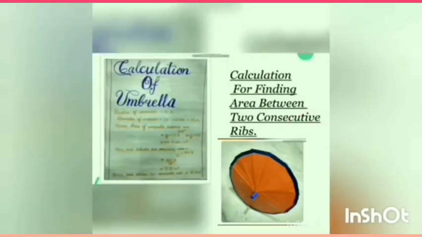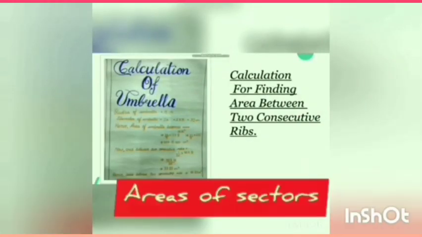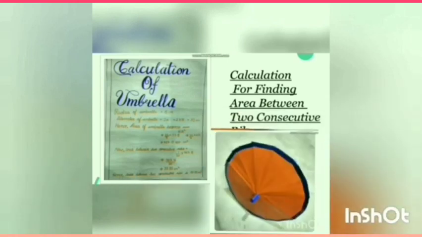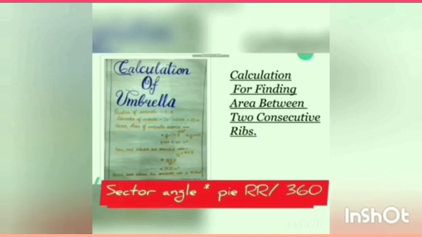Calculation done for the area between the two consecutive ribs of the umbrella are as follows. Here the radius of the umbrella taken is 15 cm, hence the diameter becomes 30 cm. Now we can find out the area of the umbrella, which comes out to be 707.15 cm square. So we have got the answer, which is 35.35 centimeters.